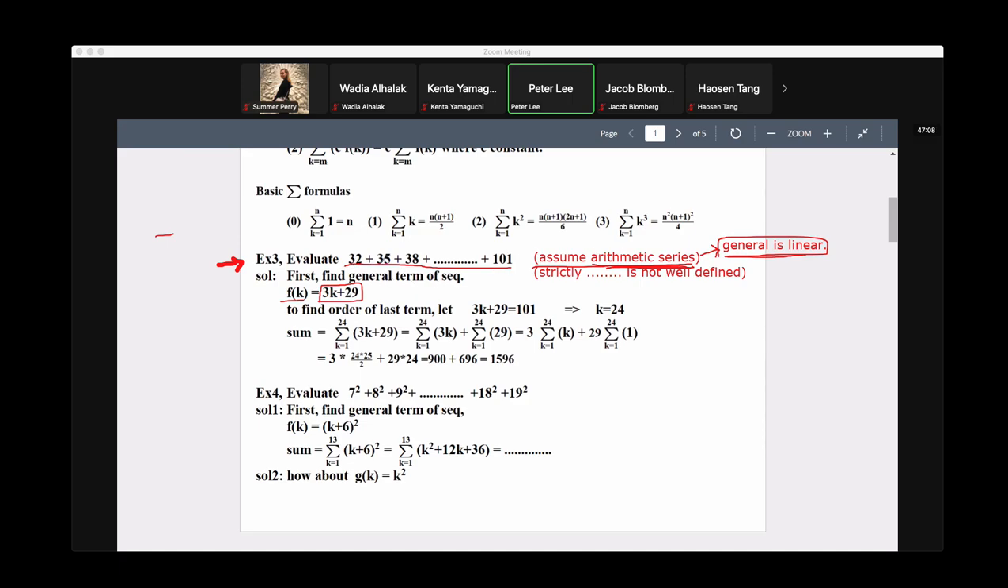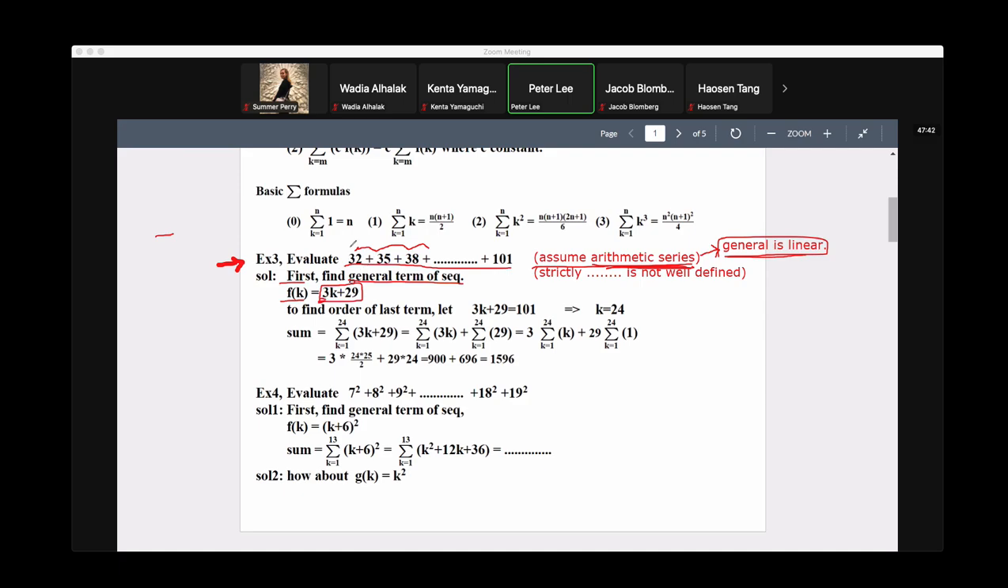Now in this case, 32, 35, 38. So how do you get the sum here? First, find the general term. So now in this case, f of k is equal to 3k plus 21. It's not so hard. Why? 32 to 35, 35 to 38. How much does it increase as the order of the term goes up by 1? From the first term to the second term, it goes up by 3, and from the second term to the third term, it goes up by 3. So what is the increment for each term? That is 3. So that's why we have a 3 there.